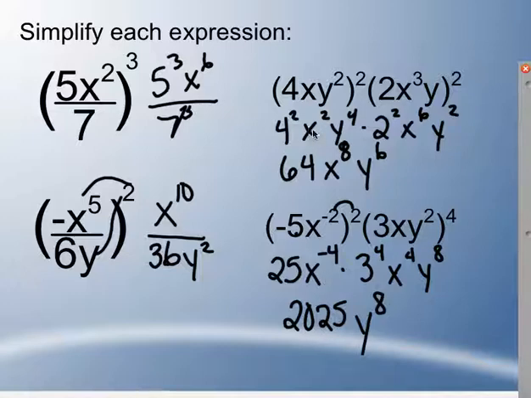All right. Well, hopefully this helps you understand your exponents a little bit better, and I hope this helps with your homework and for studying.